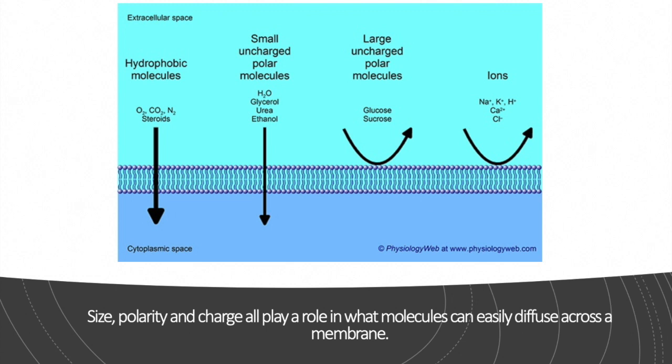This summary slide goes through the different options of diffusion across the membrane. On the far left, we can see the hydrophobic molecules are the extreme. Things like oxygen, carbon dioxide, and steroids can easily get through. Now, if you are small and uncharged, you can get through but slowly, which is represented by the smaller arrow. If you are large and polar, for example, glucose and sucrose, you are denied access across the membrane. And lastly, ions. An ion cannot pass through without the help of a protein. Size, polarity, and charge all play a role in what molecules can easily diffuse across the membrane.